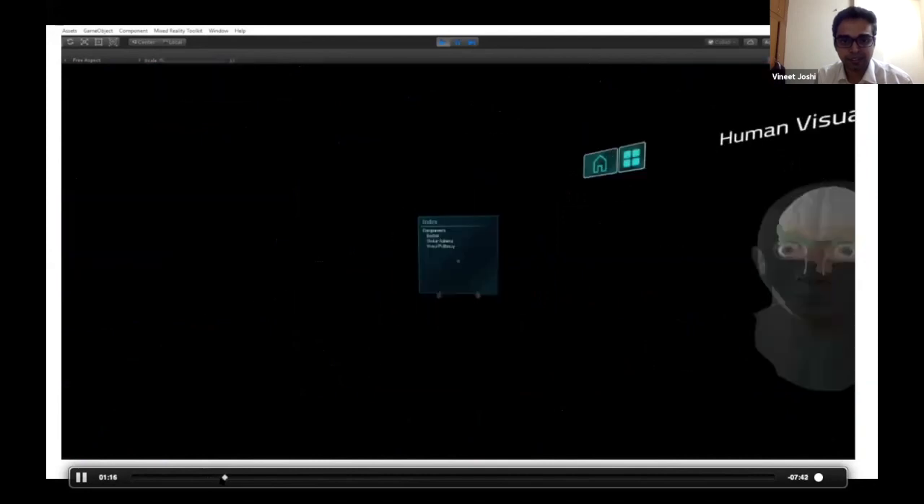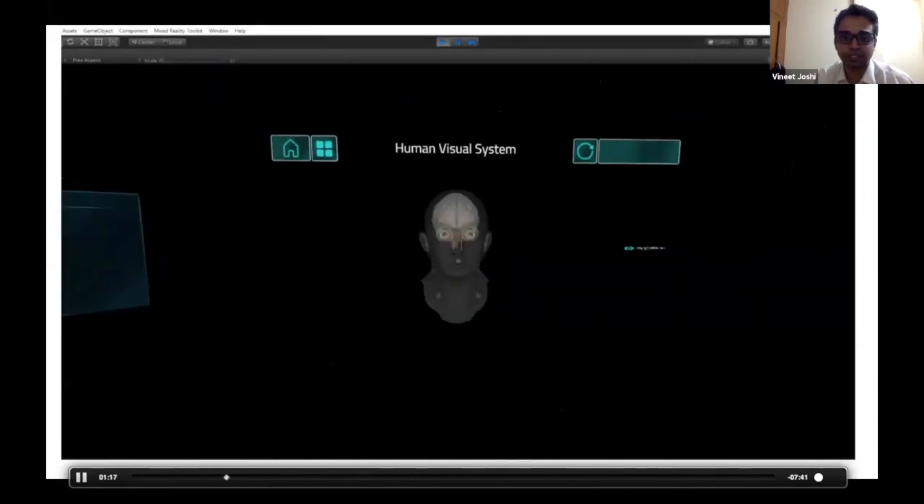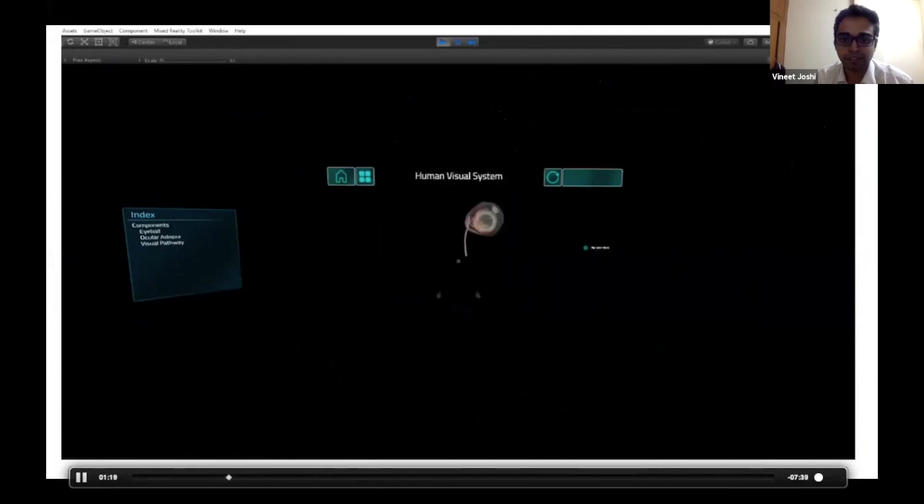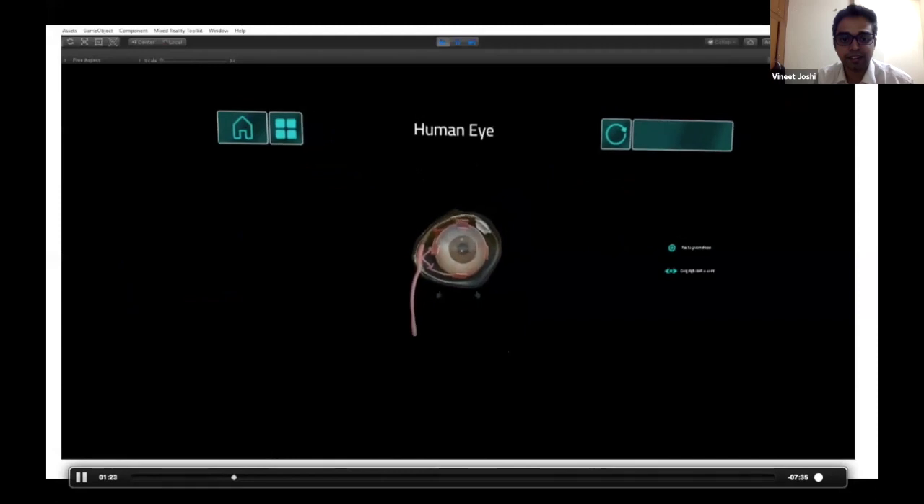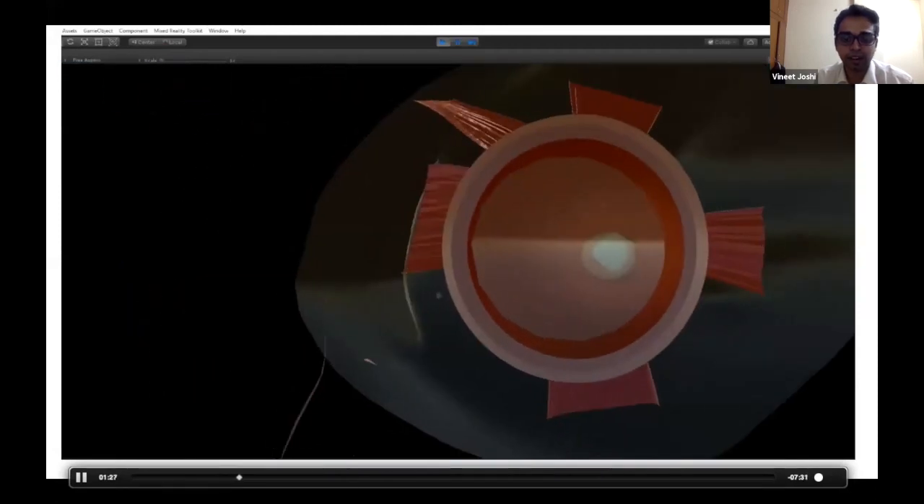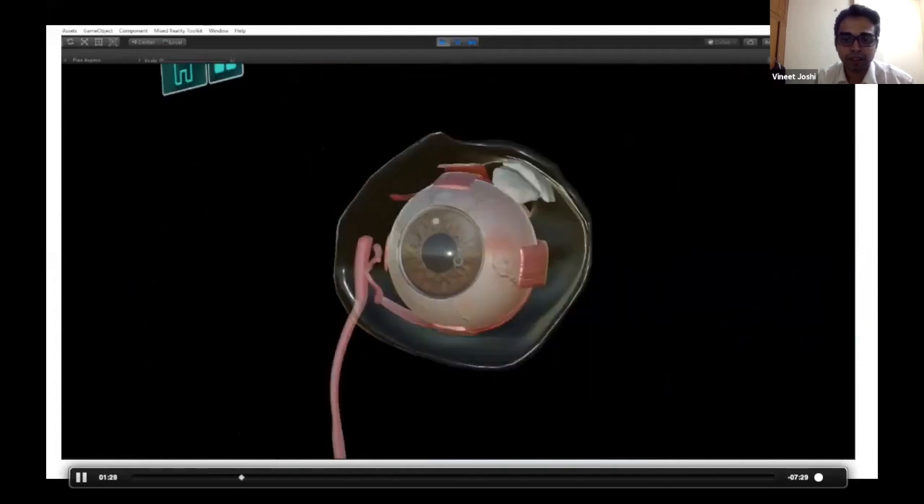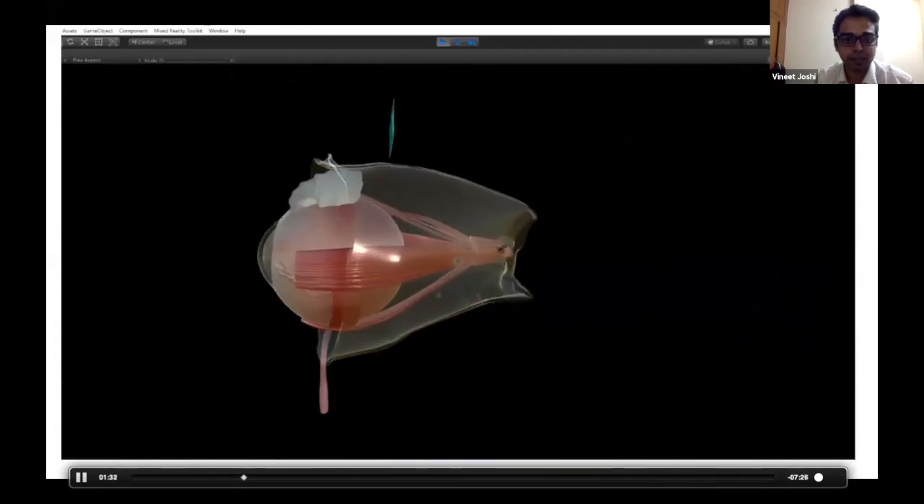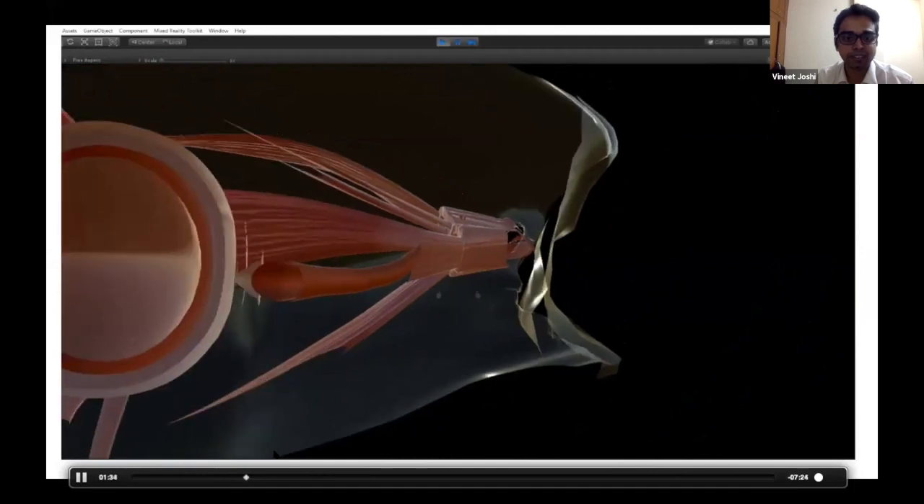So here is the human visual system model, which Dr. Vipin was talking about. And it has really great 3D animations where it will actually go inside the eye. You can actually study different parts of the eye. Just click it and it will separate into its multiple components, as they will show right now.